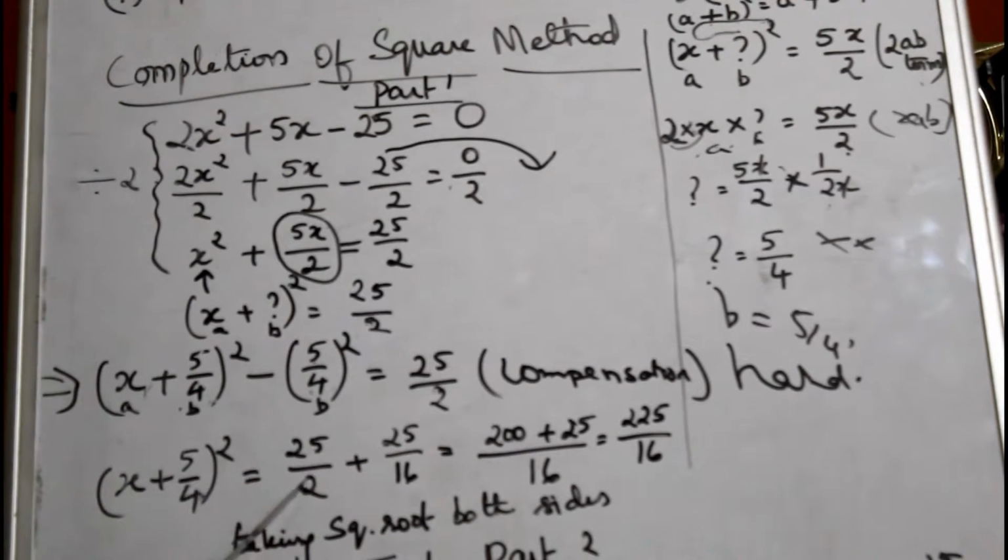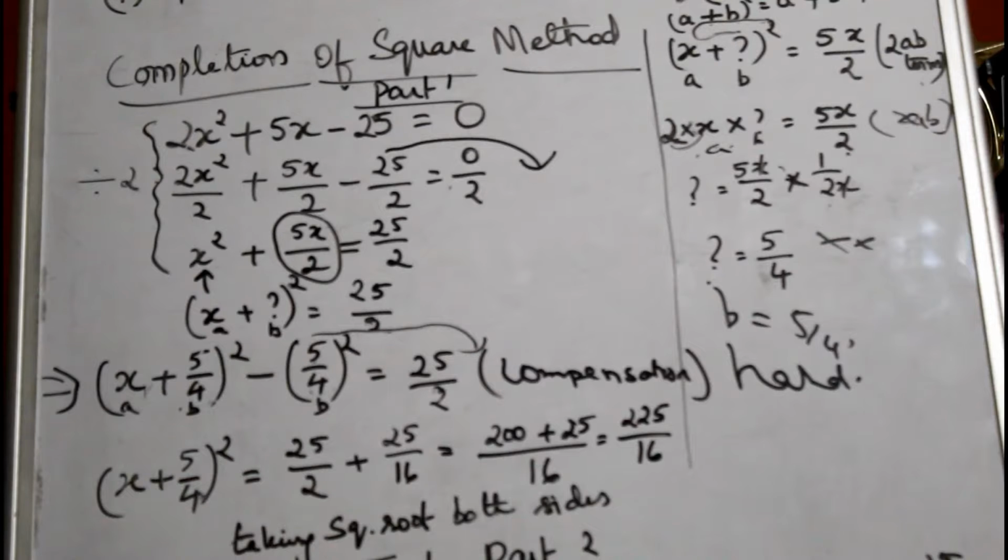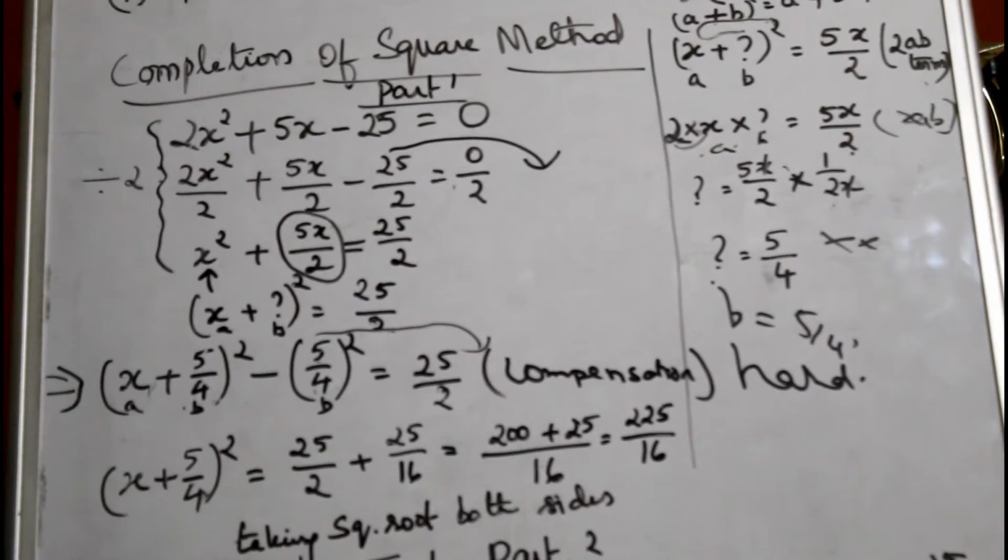You write this number 25 by 2, the right hand side, as it is. This term you take to that side. This term you take to that side. Minus will become plus. 5 square is 25 by 16. You take the LCM, 16, on the right hand side. So you take the LCM, you get 200 plus 25, which is 225 by 16. After this, it's quite easy.